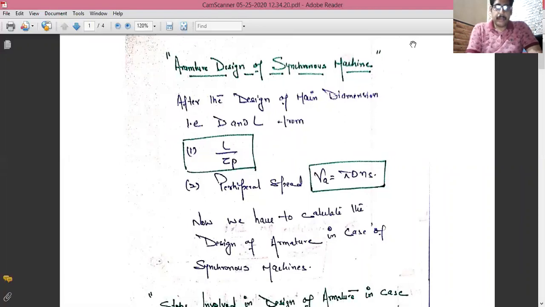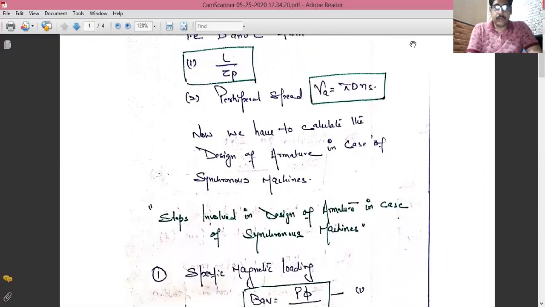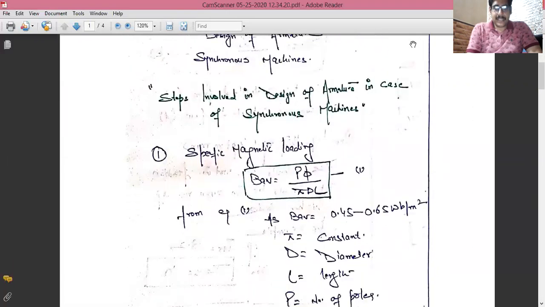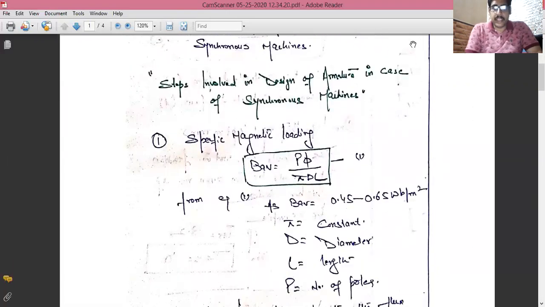Now, what will happen in case of a design of armature? These are the steps involved in the design of armature in case of a synchronous machine. The very first step, when we calculate the main dimensions, is that we have a specific magnetic loading, and this specific magnetic loading has a certain value. This value will be equal to 0.45 to 0.65. That depends upon problem to problem, numerical to numerical. Ideally, the value of the specific magnetic loading is 0.45 to 0.65.